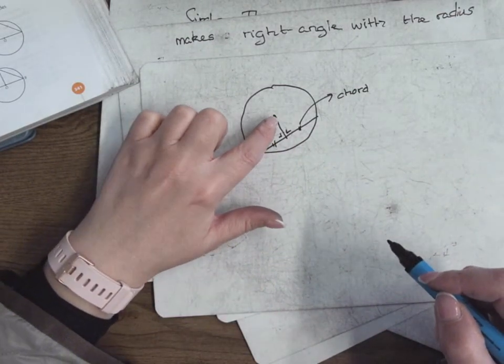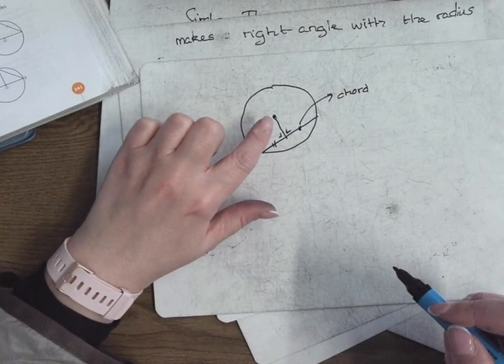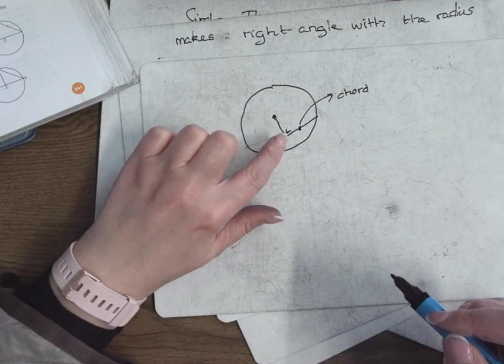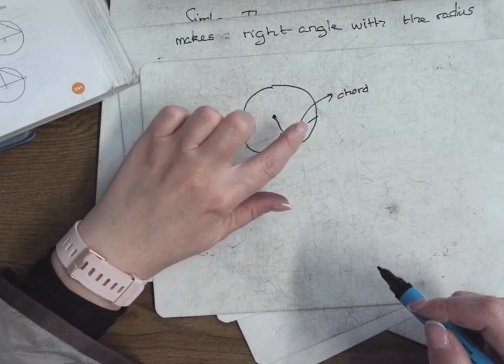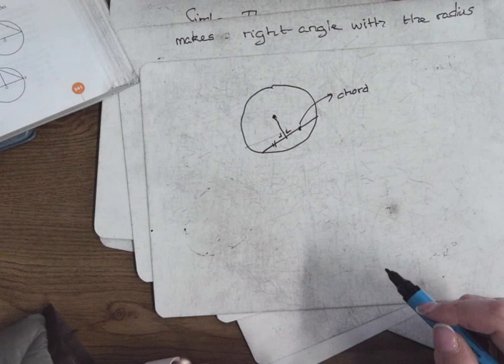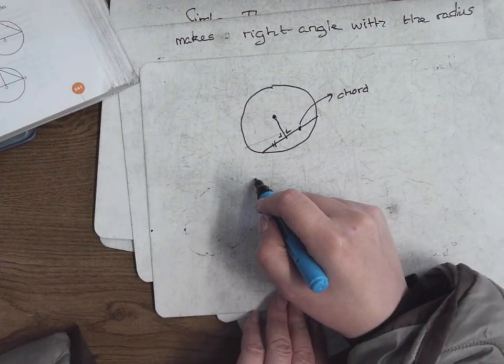So if you have a chord, you draw a perpendicular, it bisects the chord, as in it cuts the chord into two equal parts. Is that okay? And it works the other way also.